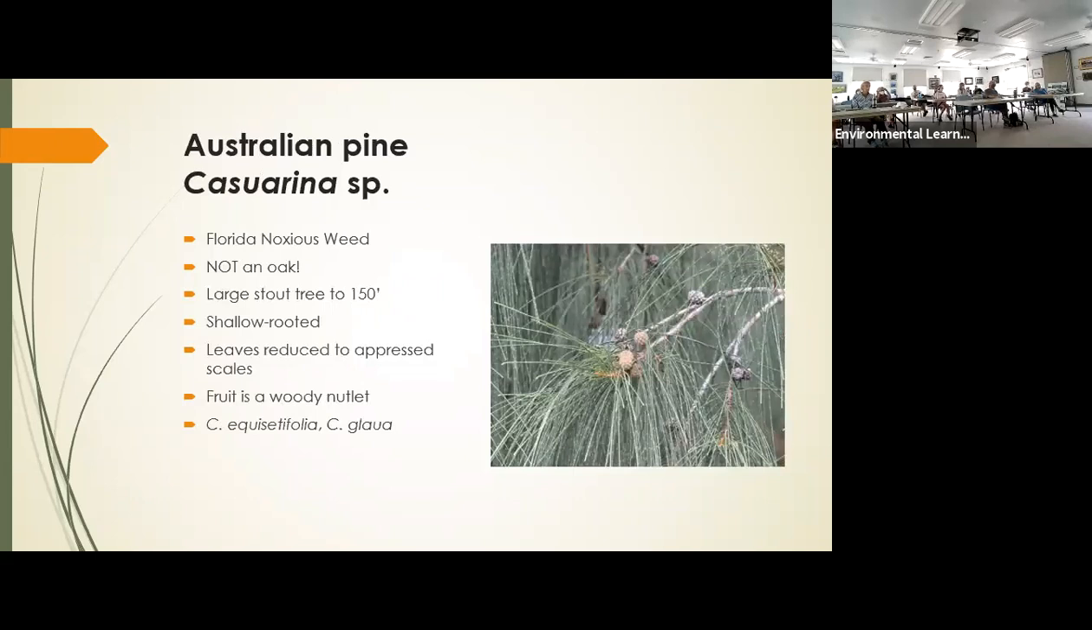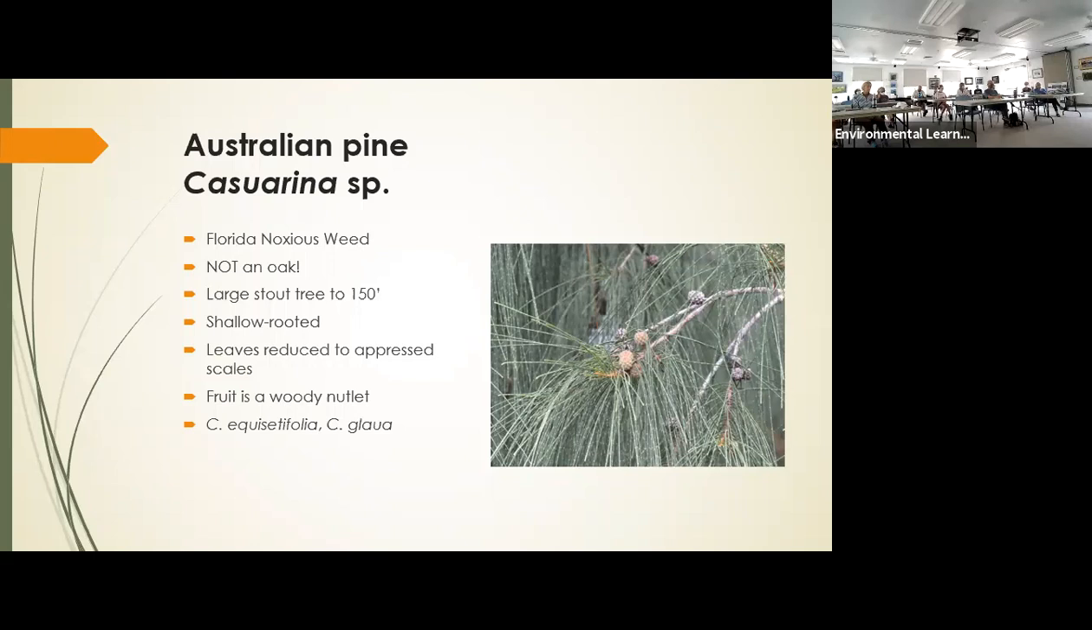If you came here live, you saw the Australian pines along the Wabassa Causeway. These big behemoth trees that are really out of scale with our landscape. Yes, they hail from Australia. They are not an oak, they are not a pine either. They are very, very shallow rooted.